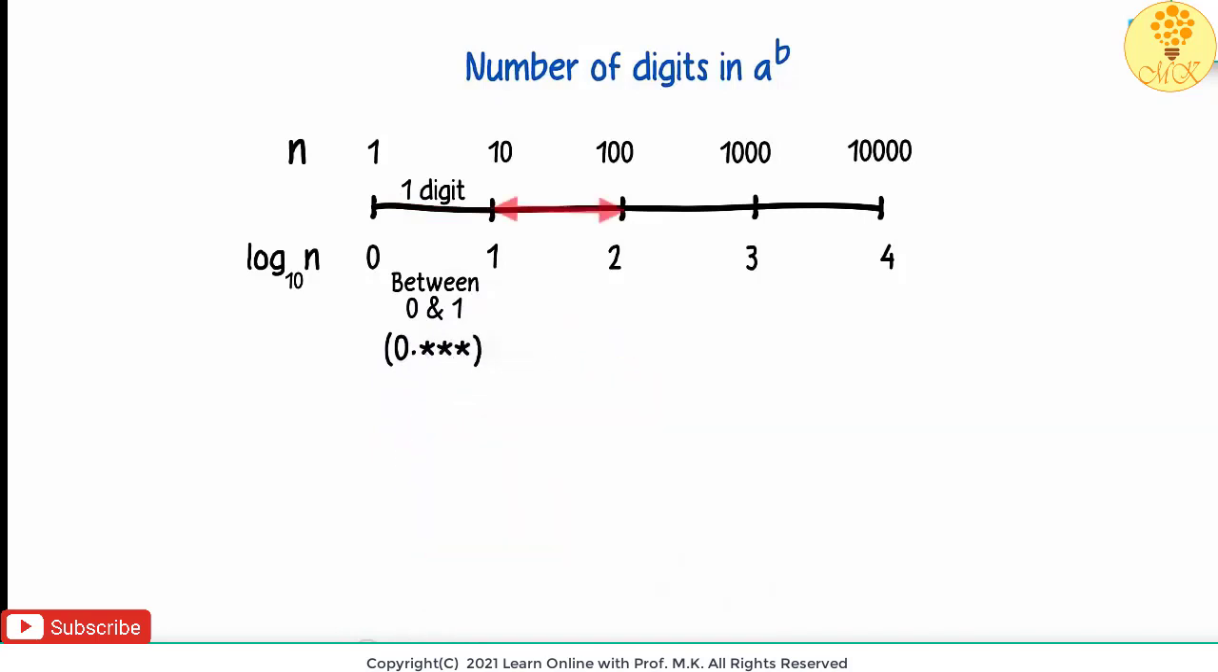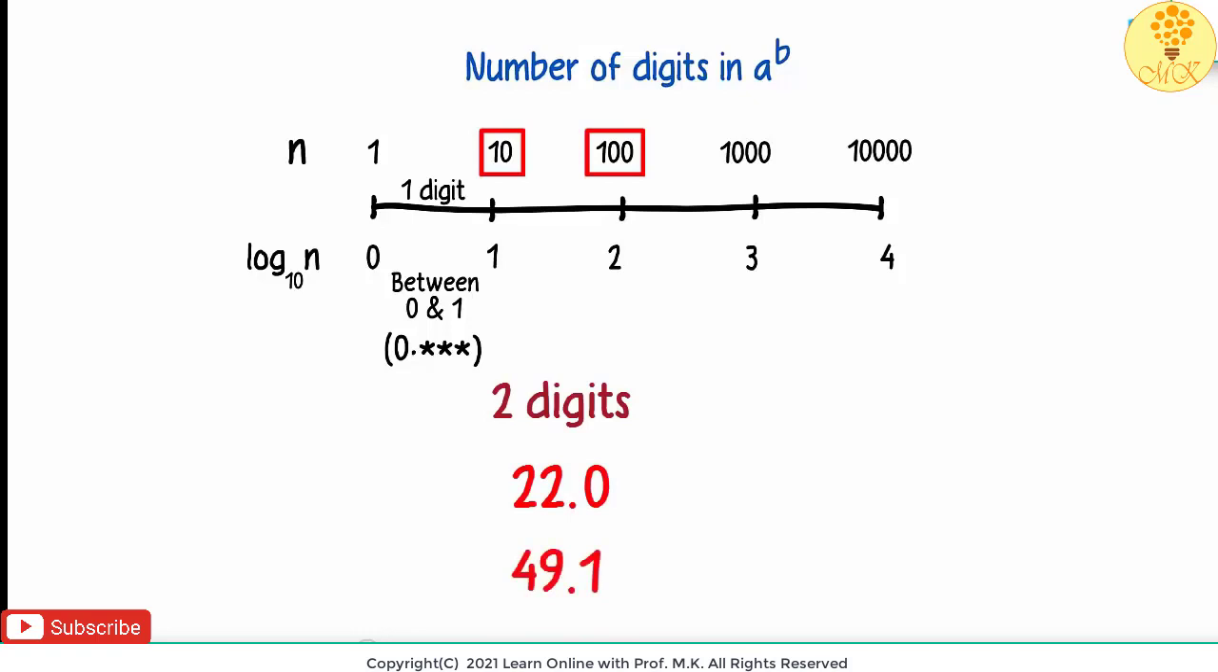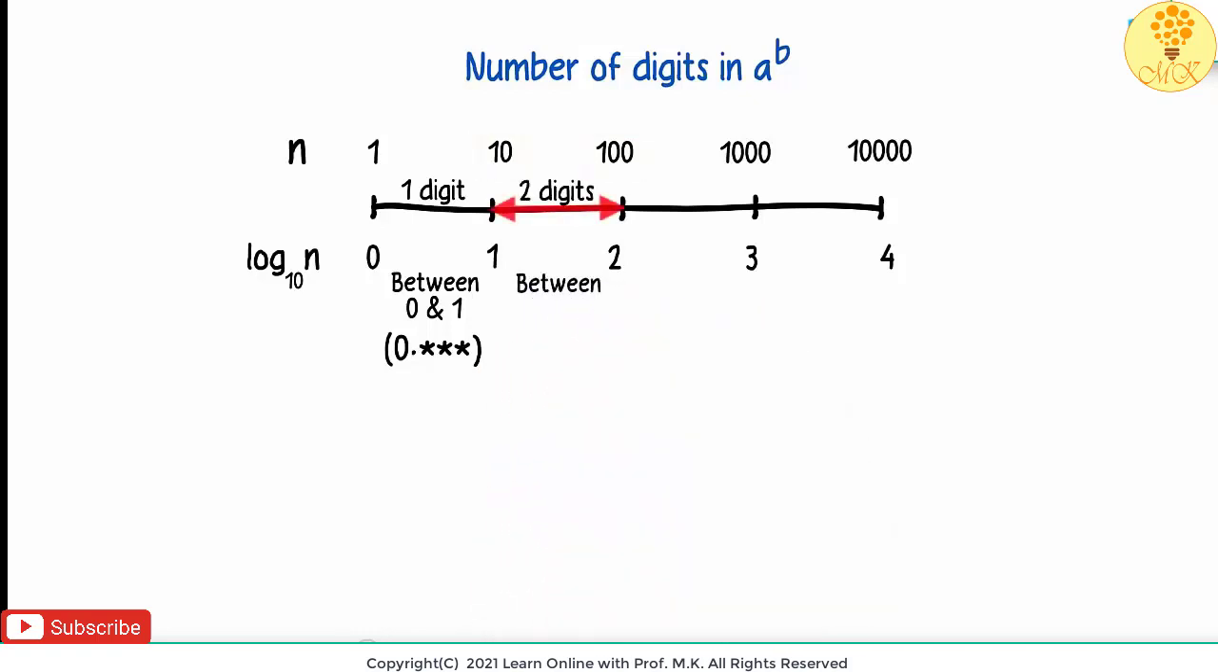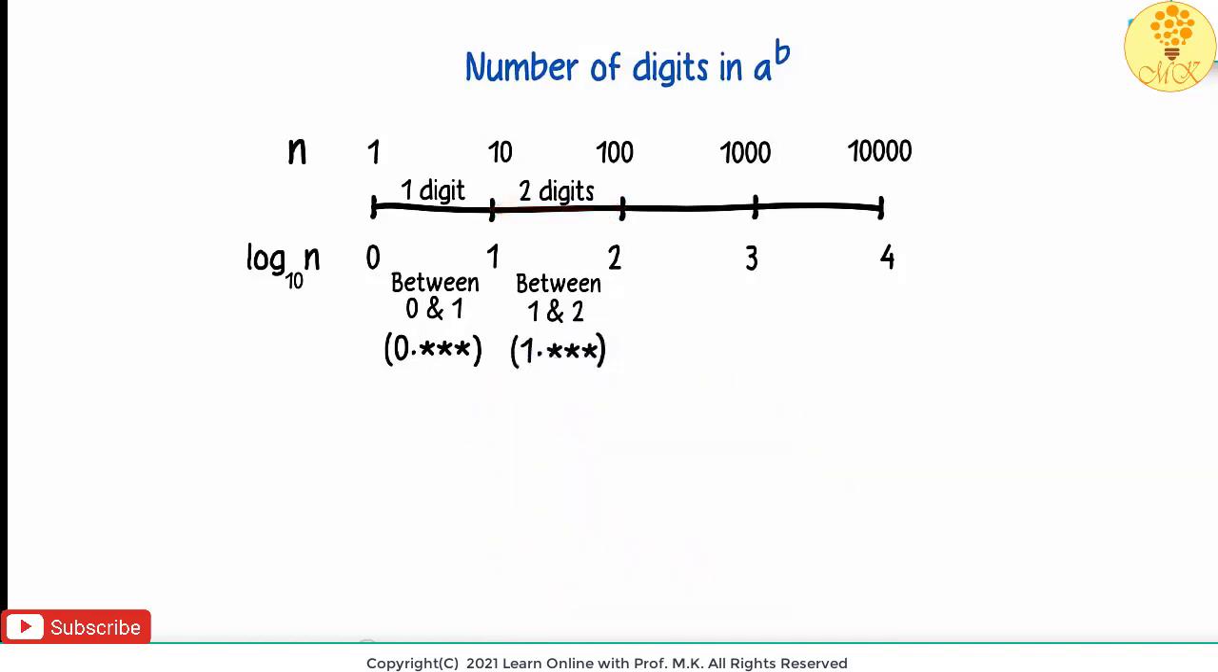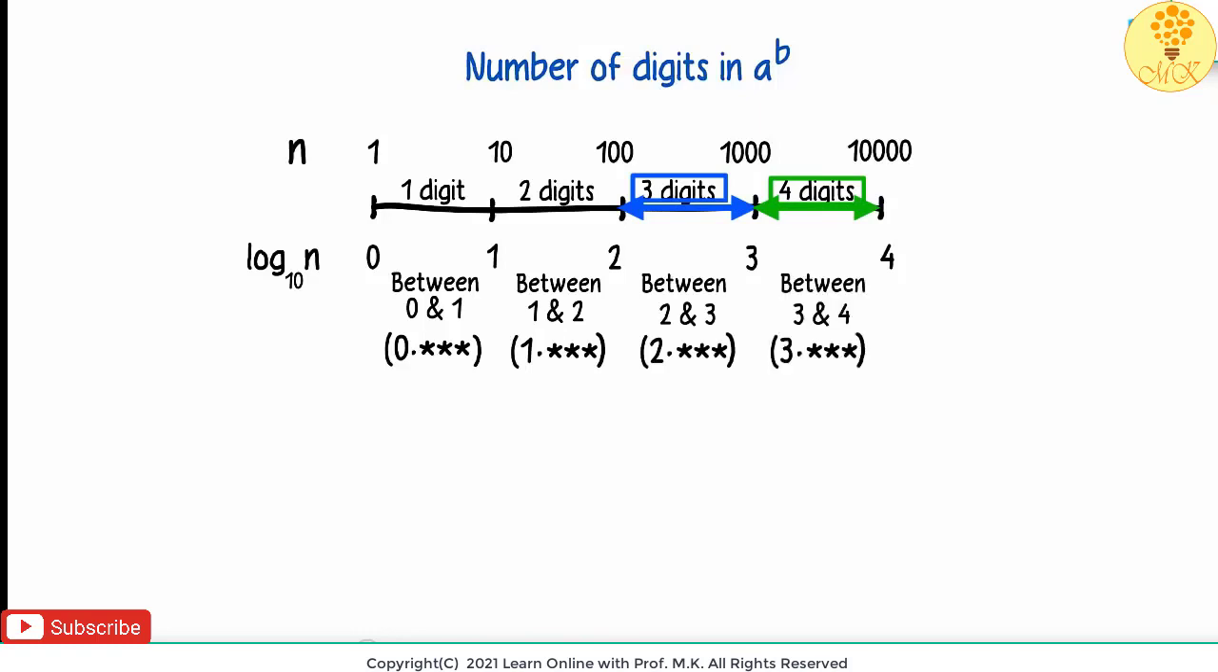Okay, now look at the second part. Any number between 10 and 100 will have 2 digits, correct? Numbers like 22, 49.1 have 2 digits. And their logarithm lies between 1 and 2. It'll be of the form 1 point something. We will have 3 digits and 4 digits in these two parts respectively. And their logarithms will be between 2 and 3 and between 3 and 4 respectively.